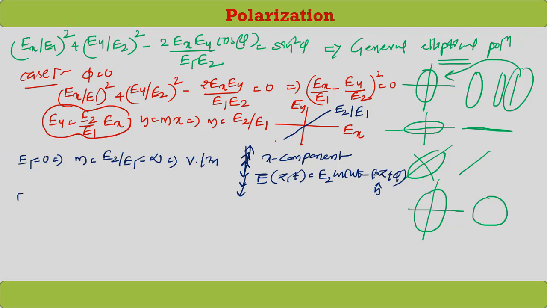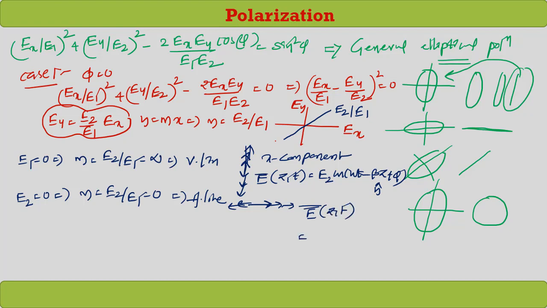Instead of this, if you take E2 is equal to 0, that means slope is equal to E2 by E1, so you will be left with slope is equal to 0. That means a horizontal line. Okay, that means the polarization will be like this. As time is changing, the locus of the tip of the electric field will be changing like this. If you take the trace, you will get one horizontal line. What is the meaning of this? E2 is equal to 0 means the y component is 0. So here you will be left with only one component, that is the x component. That means E1 cos(omega t minus beta z) into x cap.